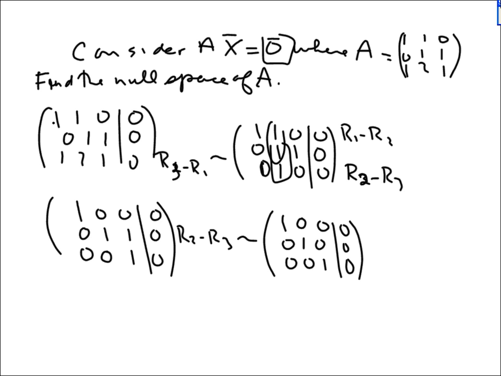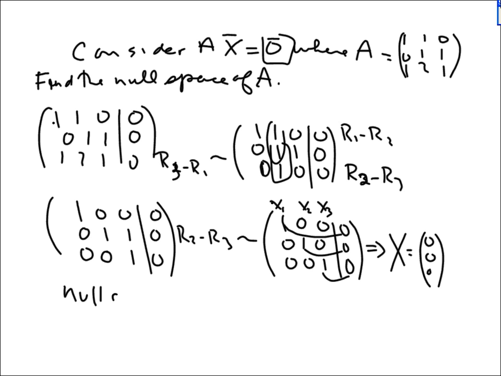So, if X were X1, X2, X3, this implies X1 is 0, X2 is 0, and X3 is 0. So, the null space of A is simply the 0 vector.